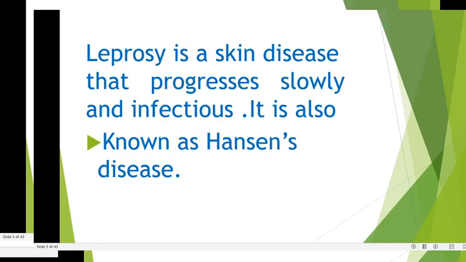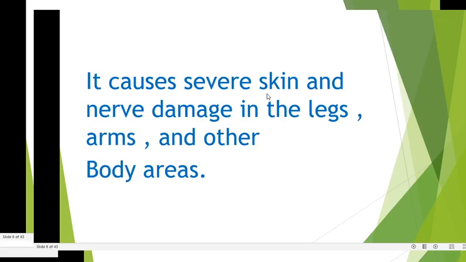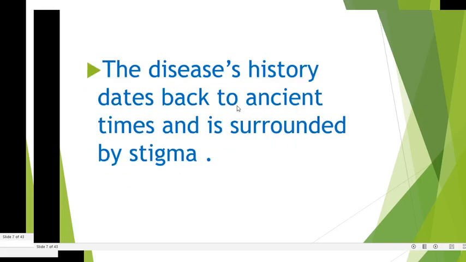Leprosy is a skin disease that progresses slowly and is infectious, and it is also known as Hansen's disease. Main point, it is a skin disease. Development of this disease is very slow, and it is infectious also. It causes severe skin and nerve damage in the legs, arms, and other body areas. The disease's history dates back to ancient times and is surrounded by stigma. Stigma means superstitions. In Bengali, we can say kusanskar.